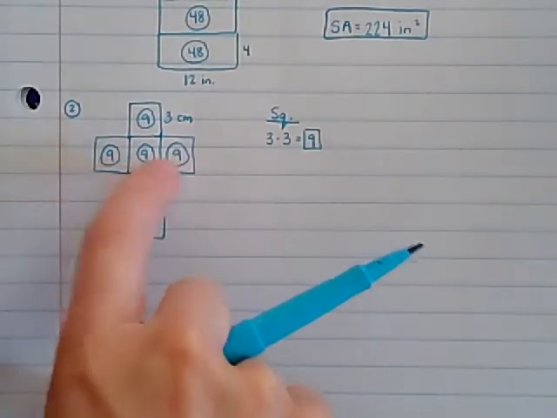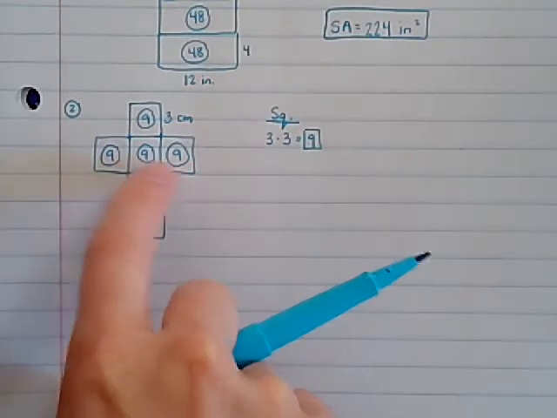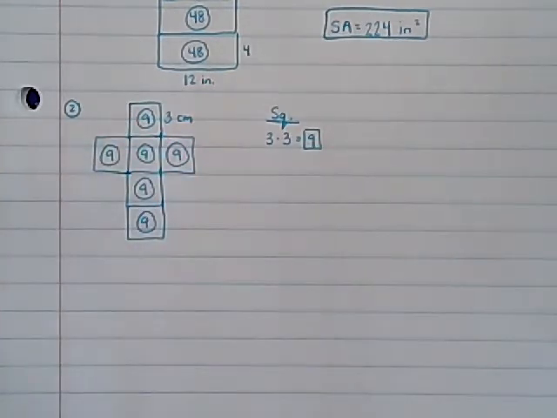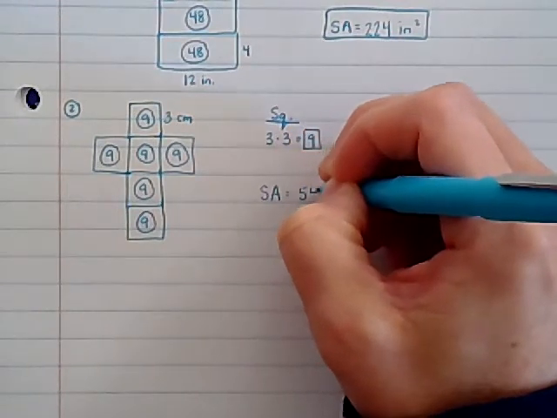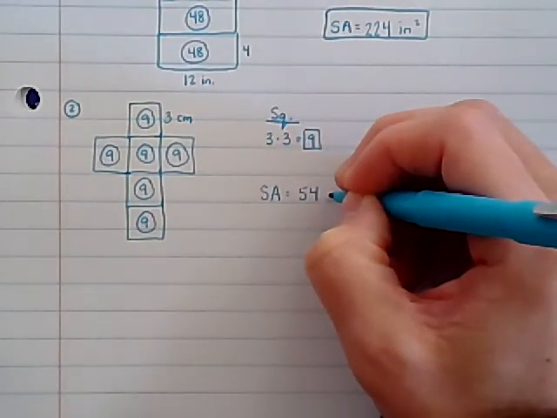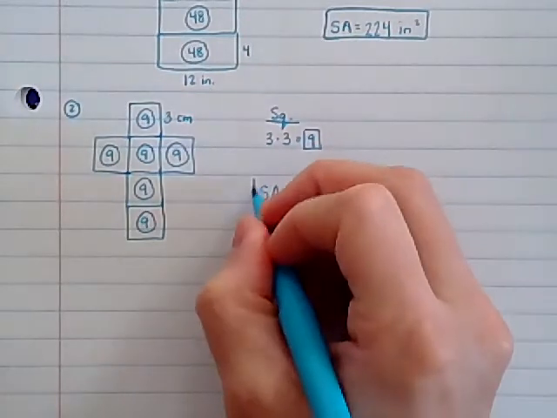So I can add all these 9s up, or I can multiply it real quick. 9 times 6, because there's 6 of them, would tell me that the surface area is going to be 54 centimeters squared.